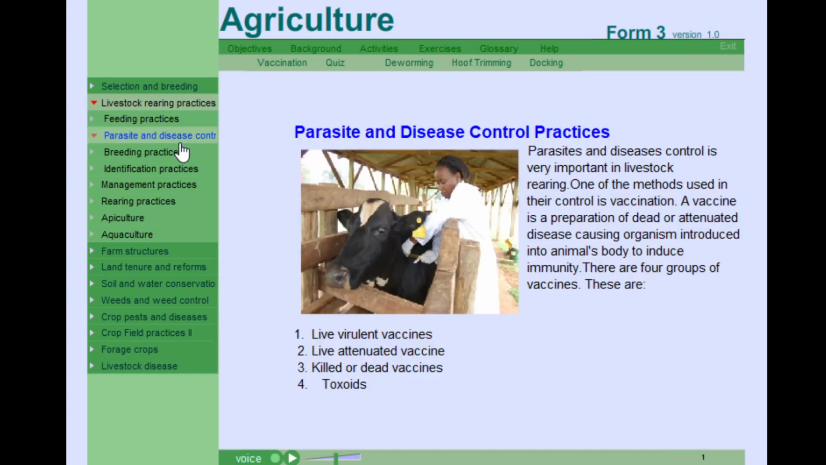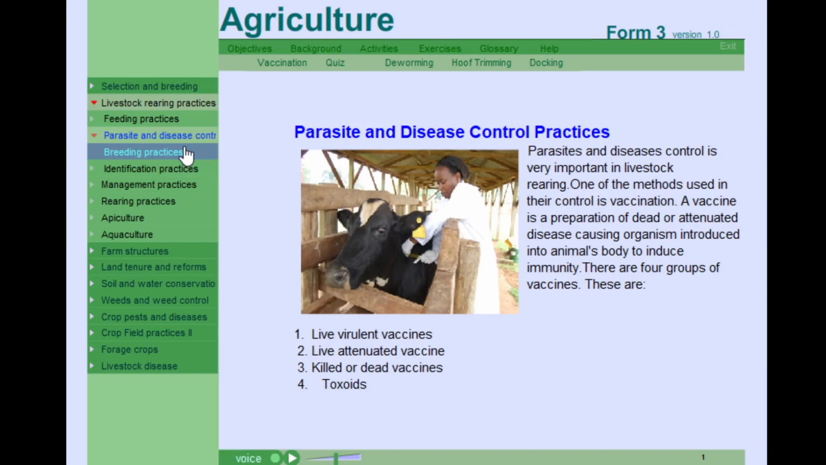Parasite and disease control practices. Parasite and disease control is very important in livestock rearing. Some of the methods used in their control include vaccination. A vaccine is a preparation of dead or attenuated disease-causing organism introduced into an animal's body to induce immunity.